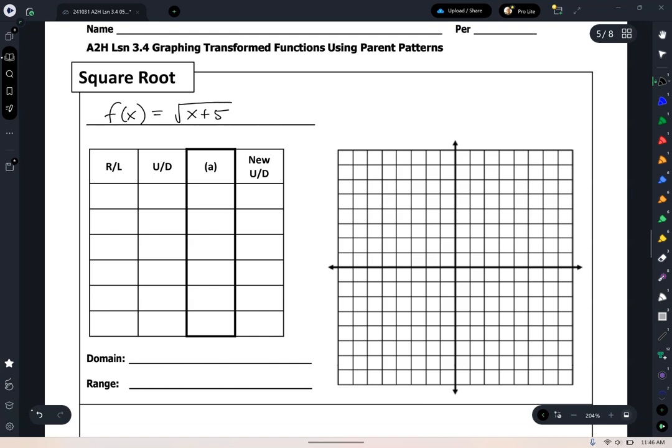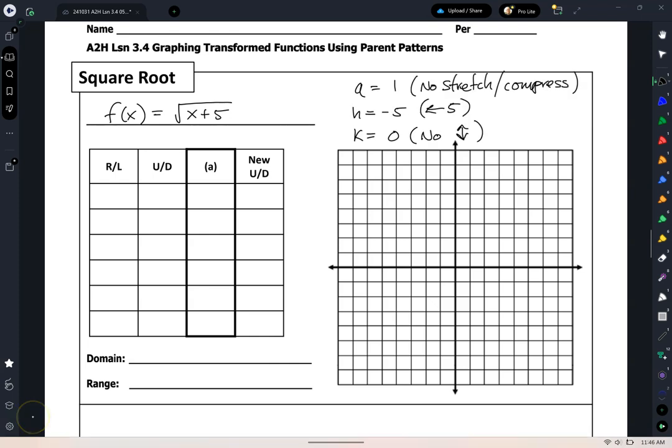Okay, so go ahead and do your A, H's, and K's for this one. Okay, there's your A, H's, and K's. So there's no stretch or compression on this one. Again, the parent pattern is x minus h under the square root bar, right? So this is going to be x minus negative 5 to get x plus 5 there, okay? All right, let's put our end point.